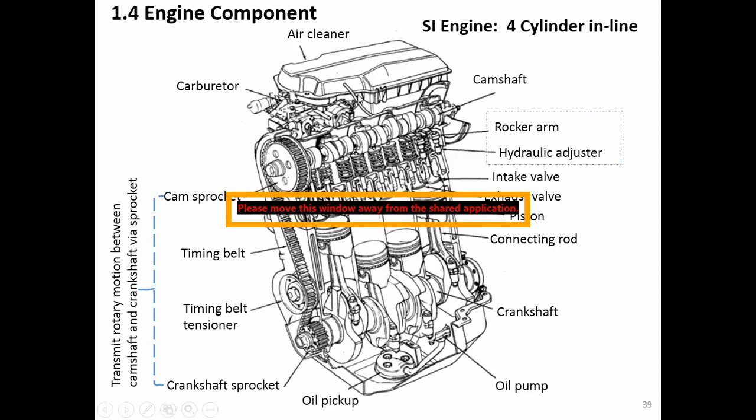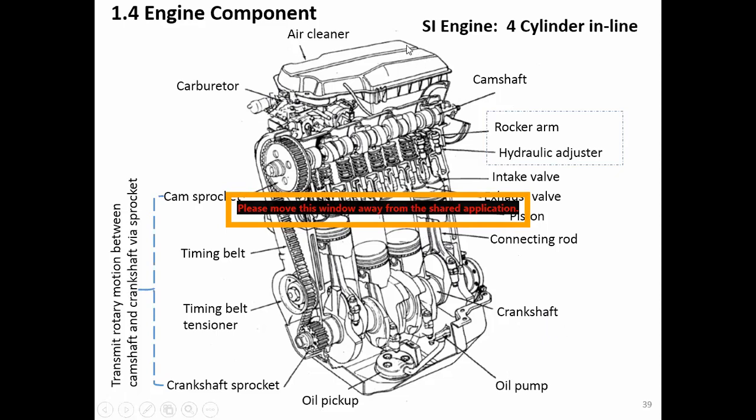Okay, now let's look at the engine components. We start first with the spark ignition engine. SI stands for spark ignition engine. And this is the 4-cylinder inline engine, which is the most common engine in the car. For an ordinary car, you see the inline engine, four cylinders. Four because this is 1, 2, 3, and 4. Okay, so what are the components here? I'll just show you the main components.